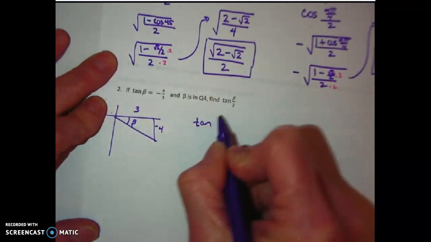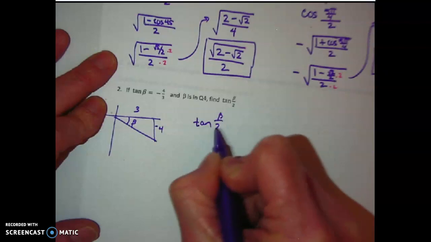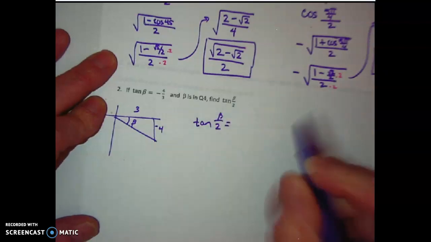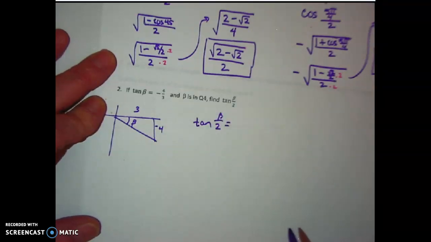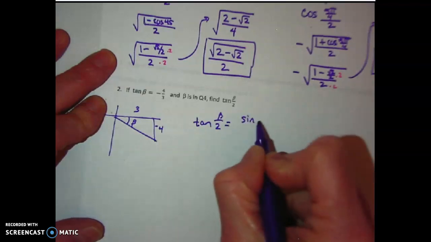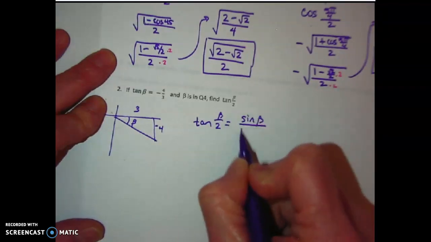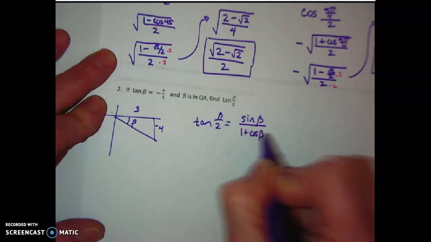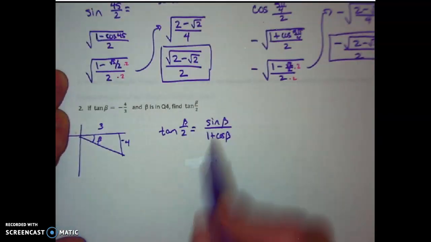Now I've got the tangent of beta over 2. Well, which formula should I use? It really doesn't matter, so I particularly don't care for using square roots if I don't have to. I'm going to randomly pick the one that is the sine of beta over 1 plus the cosine of beta. And now it's a matter of filling in those values.